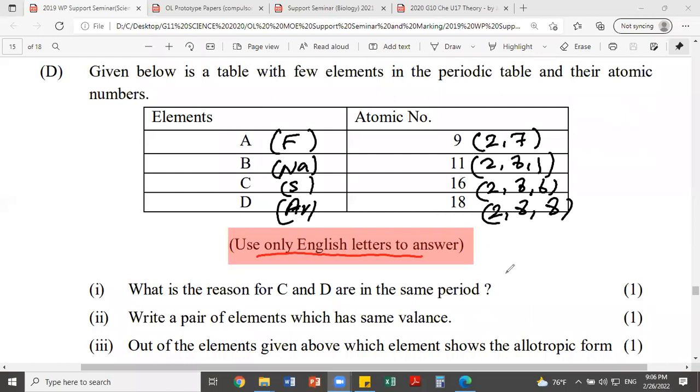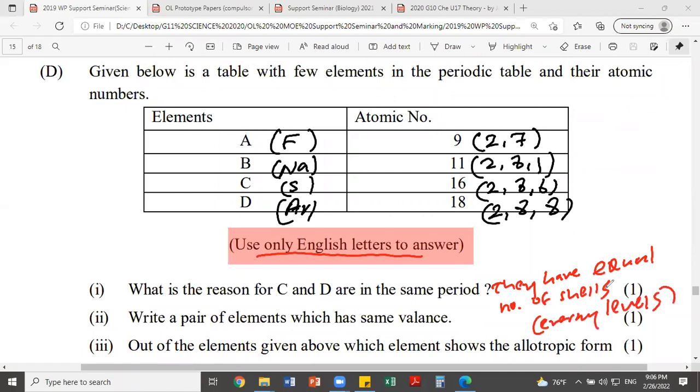Yeah, they have 3 energy levels. Both C and D have only 3 energy levels, an equal number of energy levels. Why do they belong to the same period? They have an equal number of shells or energy levels. Shells, so you can write energy levels. Equal number of shells or energy levels.